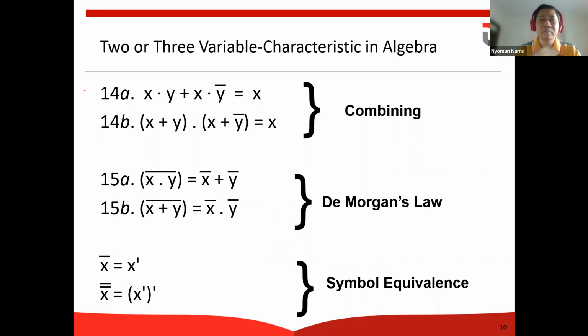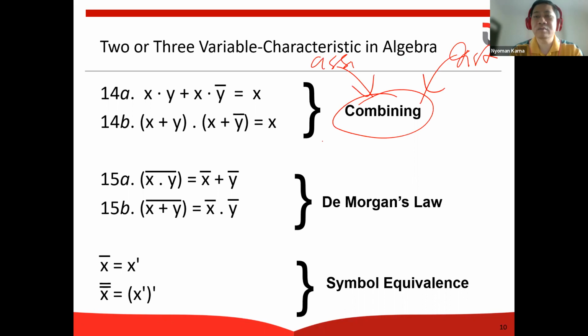Now, another law is combining. X times y plus x times not y is x. This is actually, you don't have to remember this also, just like the absorptive. You just need to remember the distributive and associative, because the combining law is actually a descendant from distributive law and also associative law. Okay, so you don't have to remember the combining law, but you have to remember De Morgan's law.